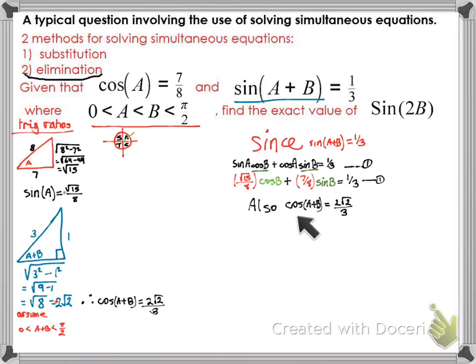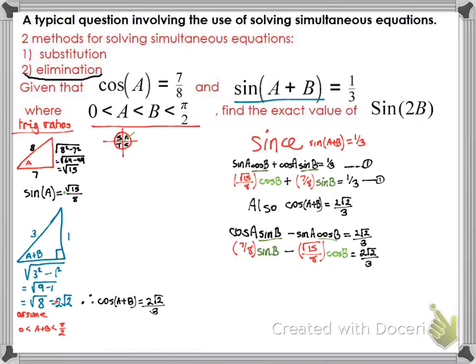Well, let's expand cos of A plus B using the formula. There it is, cos A sine B minus sine A cos B will equal 2 root 2 on 3. Let's substitute what we know about the parts. Cos A we know, sine A we know, but sine B we don't know, that's unknown. And cos B we don't know, that's unknown. So that gives us our second formula. So we've set up, using our addition formula, two equations in terms of two unknowns.